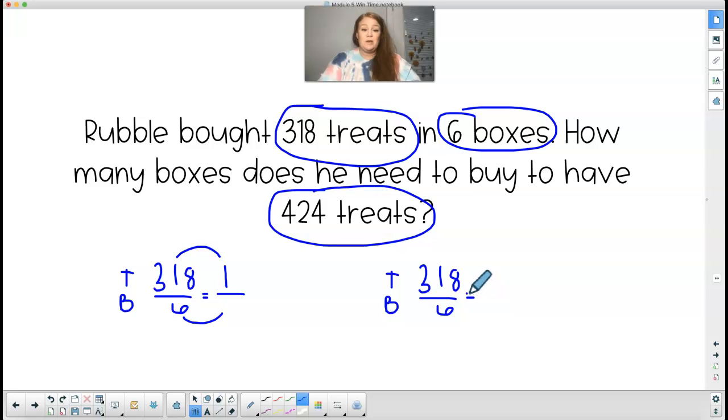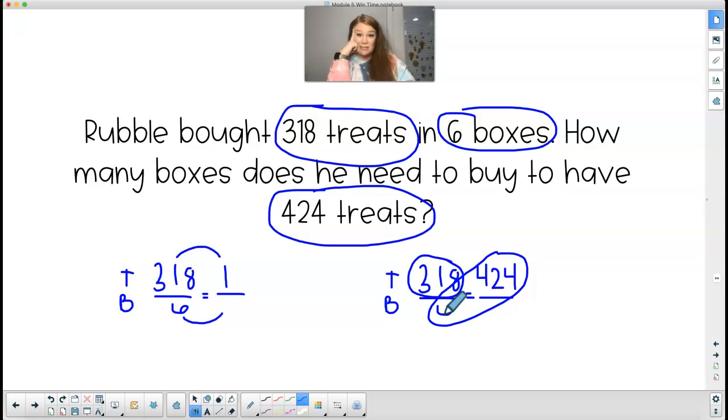If I want to do the proportion strategy, I'm skipping straight to 424 treats. So here I'm going to multiply 424 times 6. That would be the first part of my equation. My second part would be 318 times b, which is 318b. And I have to divide by 318 to get that b all by itself. 424 times 6 divided by 318 will tell me how many boxes I need to have 424 treats.